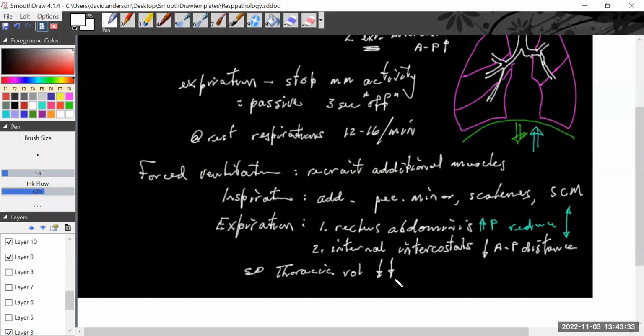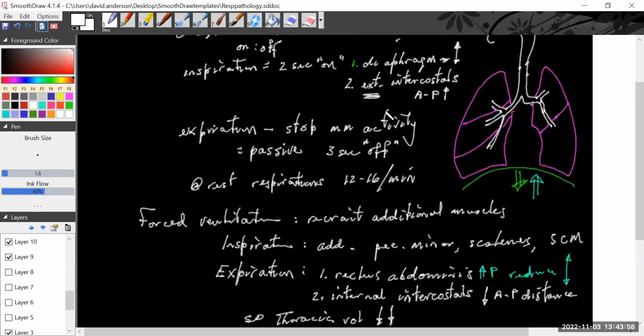And we know that relationship between volume and pressure. If we decrease the volume, we're going to increase the pressure. That's going to push air out. The lungs will be squeezed a little bit smaller and air will be forced out. So in forced ventilation, we see recruitment of muscles in both phases, inspiration and expiration. And in passive or quiet breathing, the expiration phase is simply a passive phase. We just stop signaling the muscles that are responsible for inspiration.